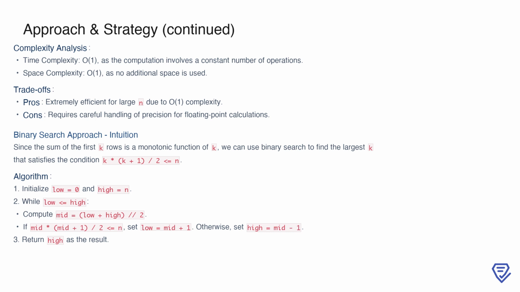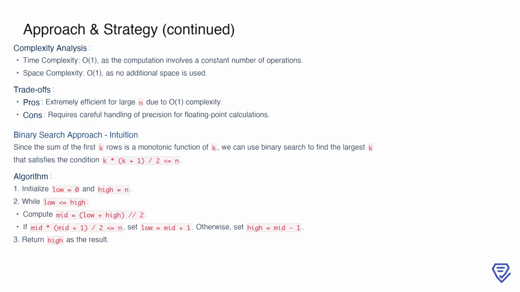Another efficient approach worth considering is binary search. This method leverages the fact that the sum of the first k rows is a monotonic function of k. By performing binary search over the range of possible values for k, we can efficiently find the largest k such that k(k+1)/2 ≤ n.